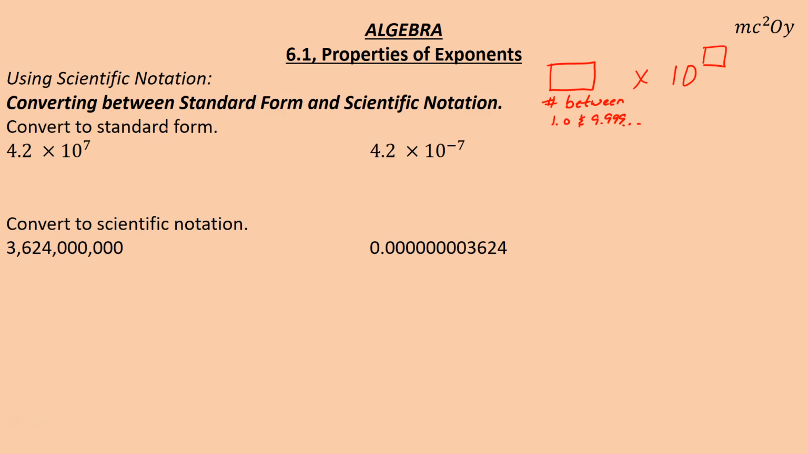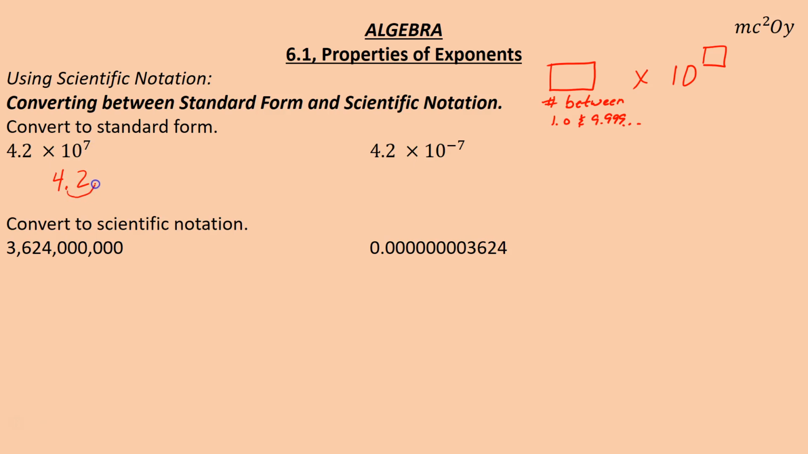Some people teach, well, if you move this way, or if you have a positive, you move to the left, it makes our power greater, or makes it negative or positive. I'm not going to talk about which way I move. Rather, I'm going to talk about the power. So this is a positive power, 10 to the 7th. Since it's a positive power, my 4.2 has to get bigger, bigger by a factor of 10, 7 different times.